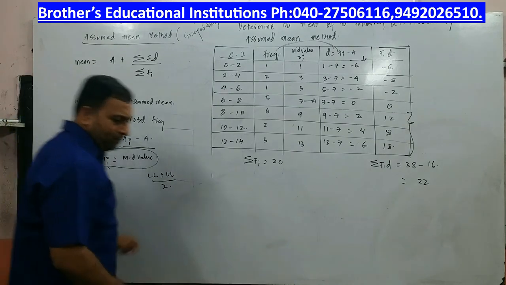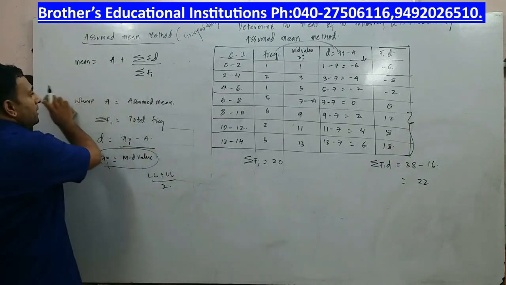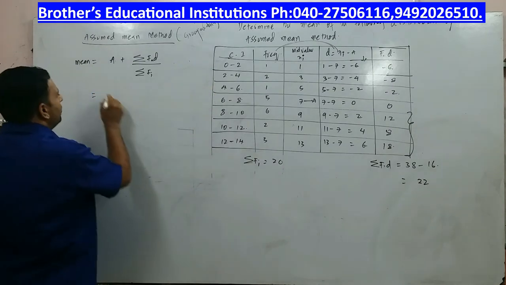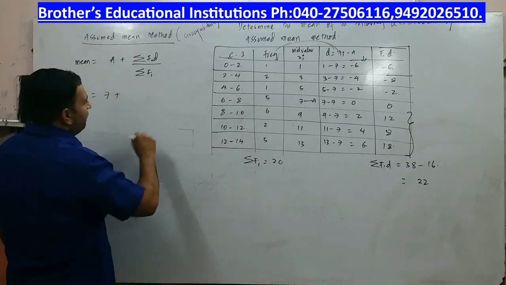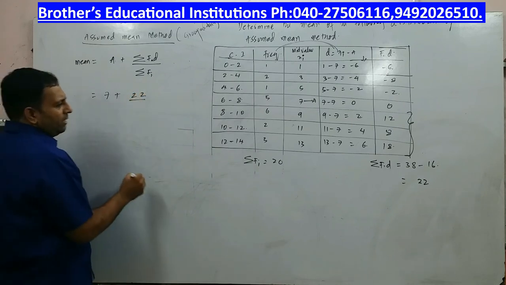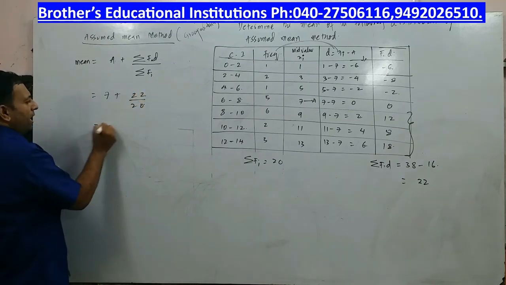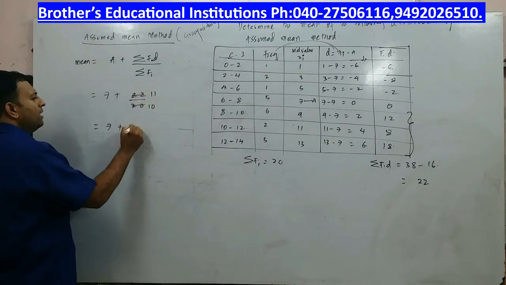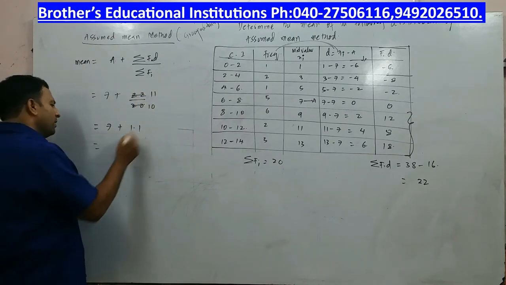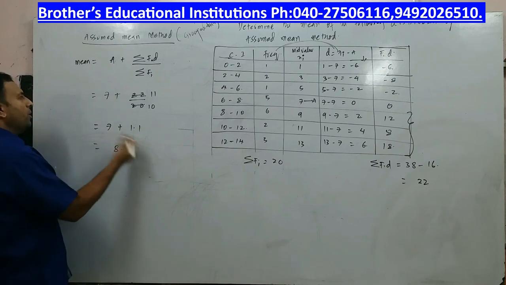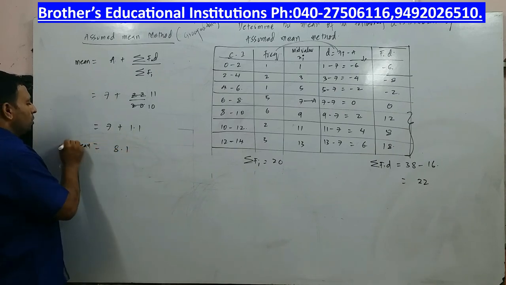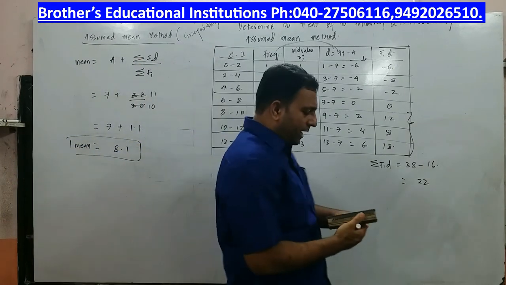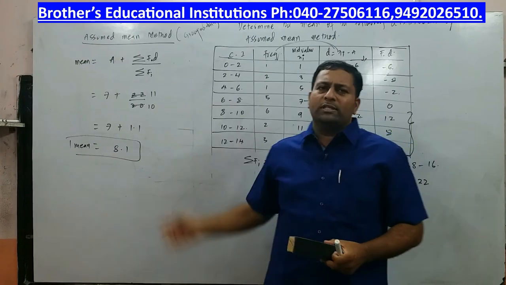The formula is already written in front of you, so I will use the same formula. A, what is the value of A? The assumed mean value is 7. Plus, what is the sigma FD value you got? 22, by sigma Fi, which is 20. Now I have to calculate this. 7 plus 22 by 20: 2 goes 10 times, 2 goes 11 times. What is 11 by 10? 1.1. Easy calculation. 7 plus 1.1 is 8.1. Again, no units because it is just a ratio. So, you have calculated the mean by which method? The assumed mean method. Alright. So, I'm sure you are very clear with this assumed mean method.